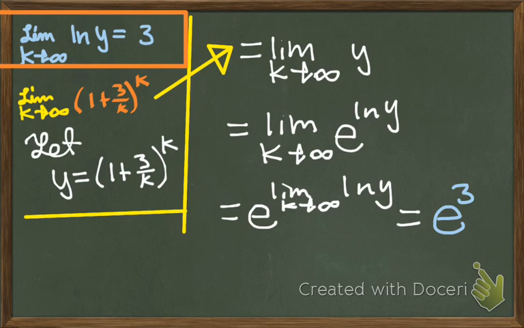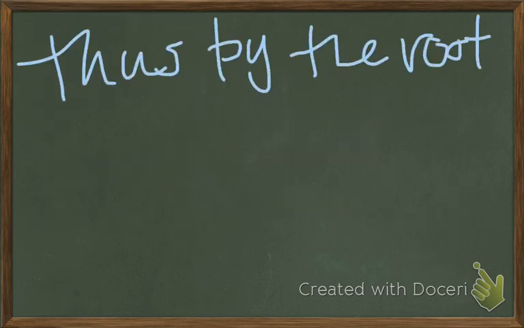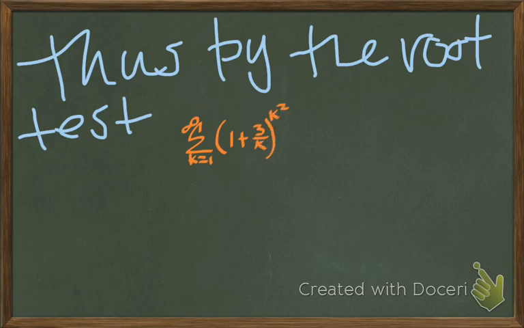Is that bigger than or smaller than 1? E to the 3 is bigger than 1. Thus, by the root test, our original series does what? Diverges.